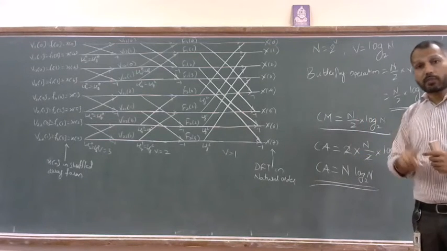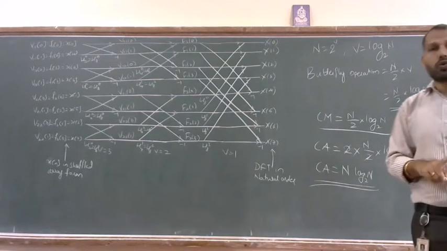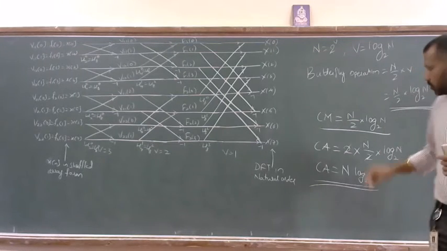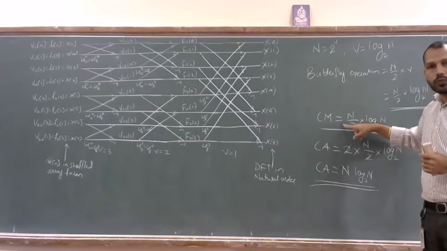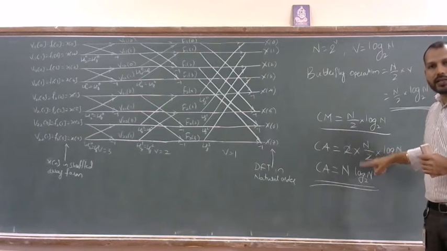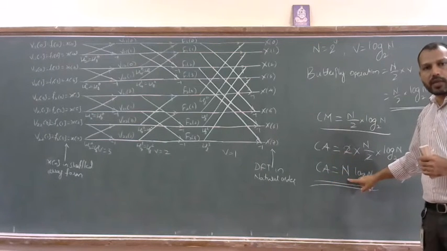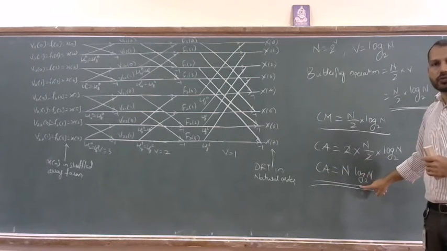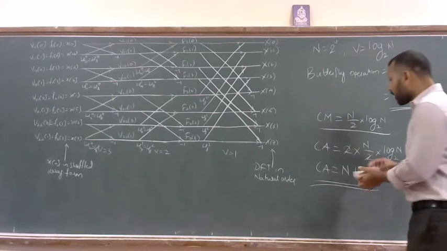And for each butterfly, we will be performing 2 complex additions, so this will be multiplied by 2. 2 in the numerator and denominator will cancel. So complex additions will be n log n to the base 2. Now we will compare this.